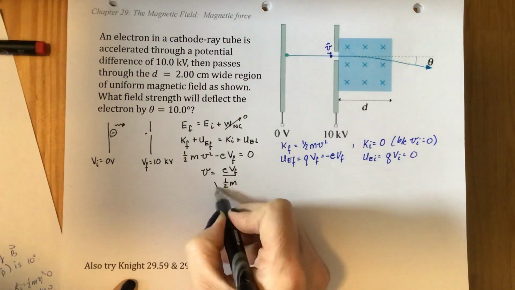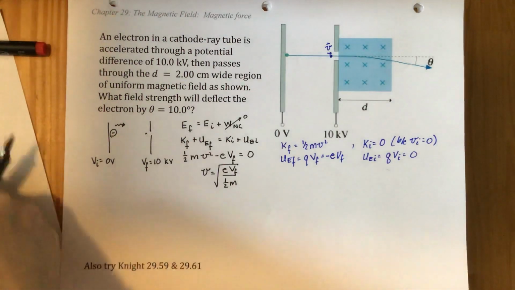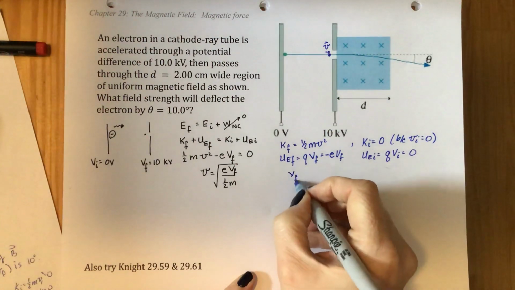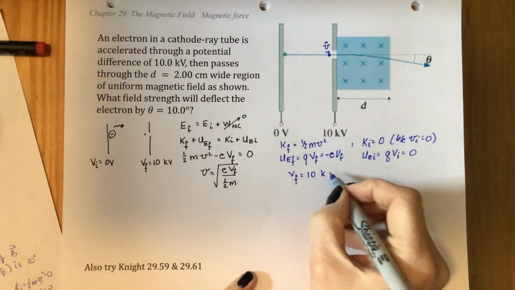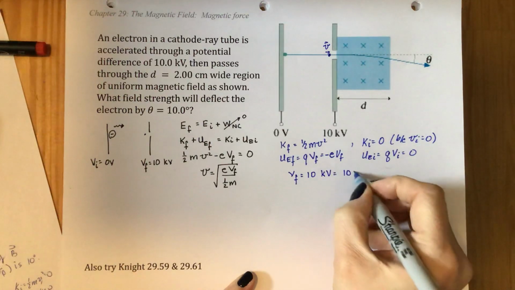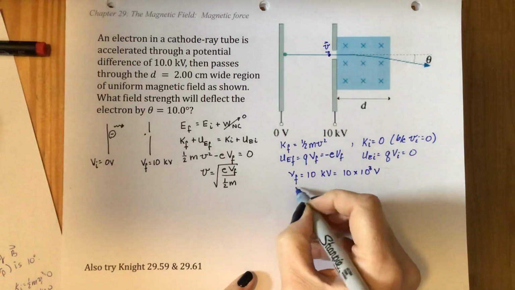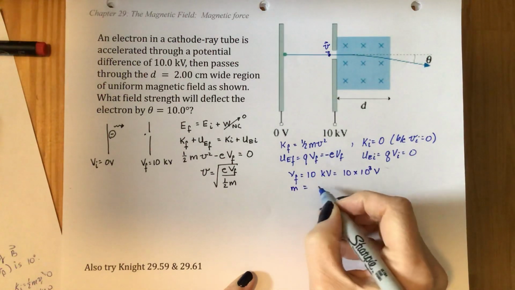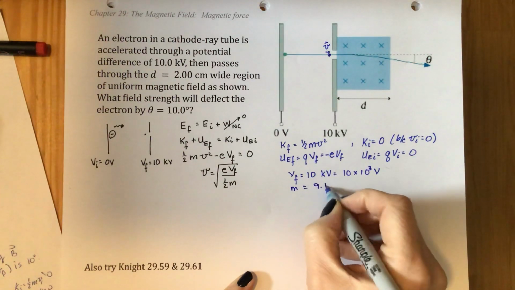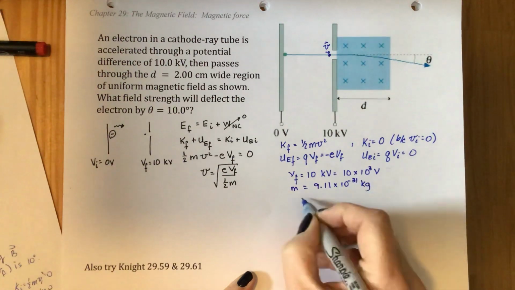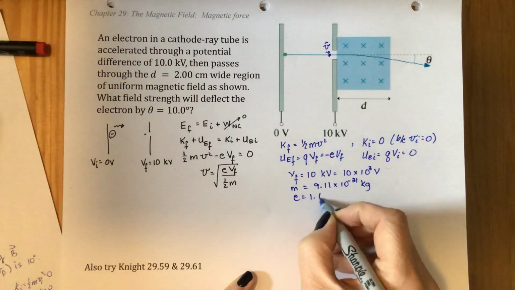What do we have to put in here? V_f equals 10 kilovolts. 10 kilovolts is 10 times 10 to the 3 volts, because kilo means 1,000. m is the mass of the electron, 9.11 times 10 to the minus 31 kilograms. e is our fundamental unit of charge, 1.6 times 10 to the minus 19 coulombs.